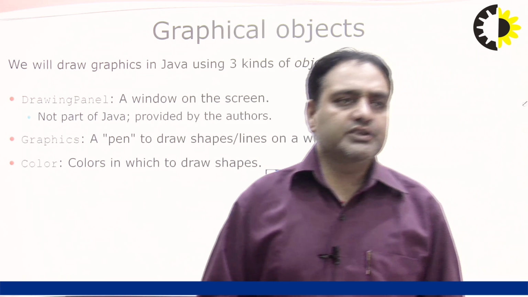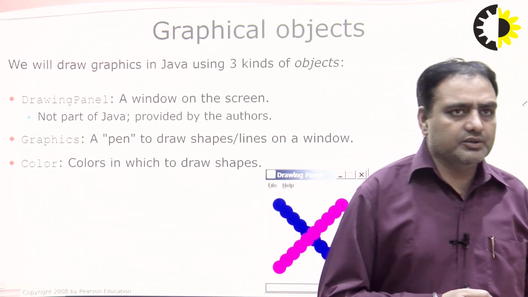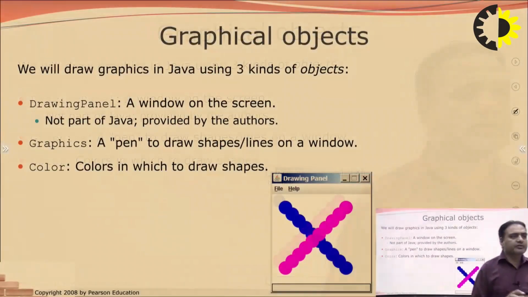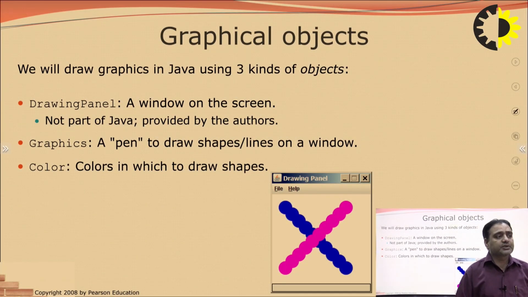Graphics objects. First we will discuss the graphics objects. We will draw graphics in Java using three kinds of objects. One is the drawing panel. Second, graphics. Third, how we can give colors to these particular shapes. That is the drawing panel, a window.